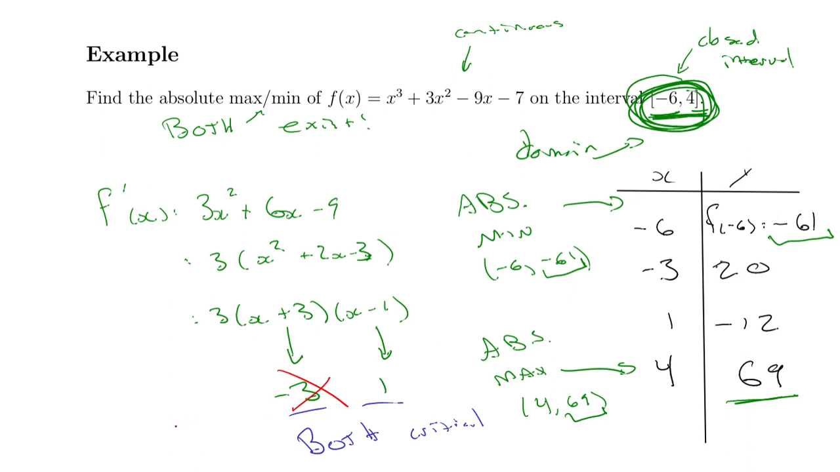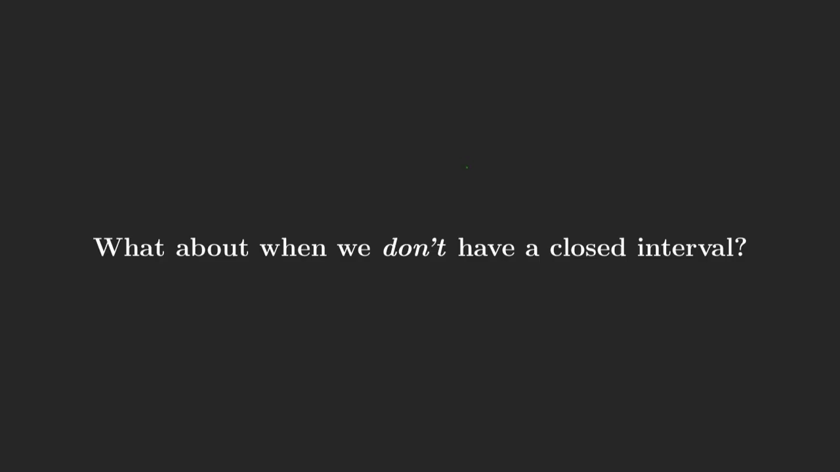So the extreme value theorem is really nice. As long as we have a continuous function on a closed interval, everything works out pretty easily, and we can literally just compare heights of our points using a little table of values. Notice again, we're putting these into our function f, the original function, because we're trying to look at the heights of all these things. So what happens when we don't have a closed interval?